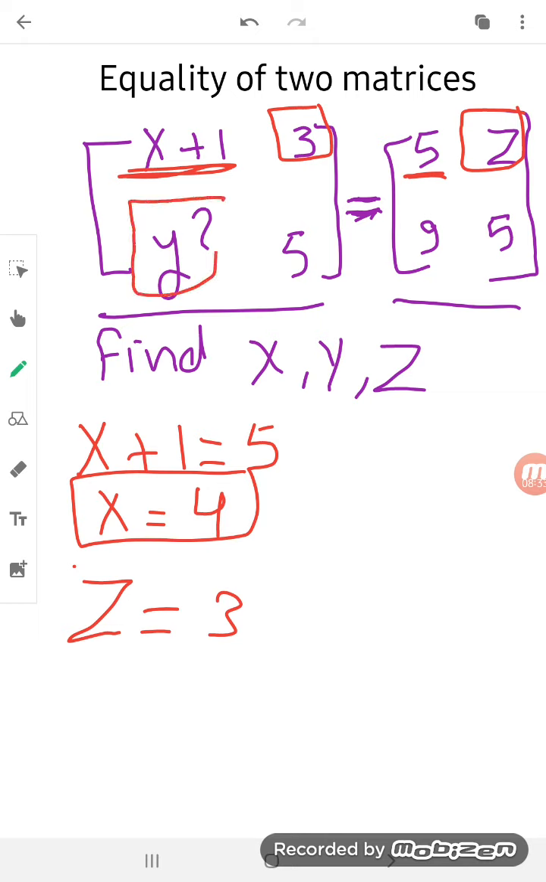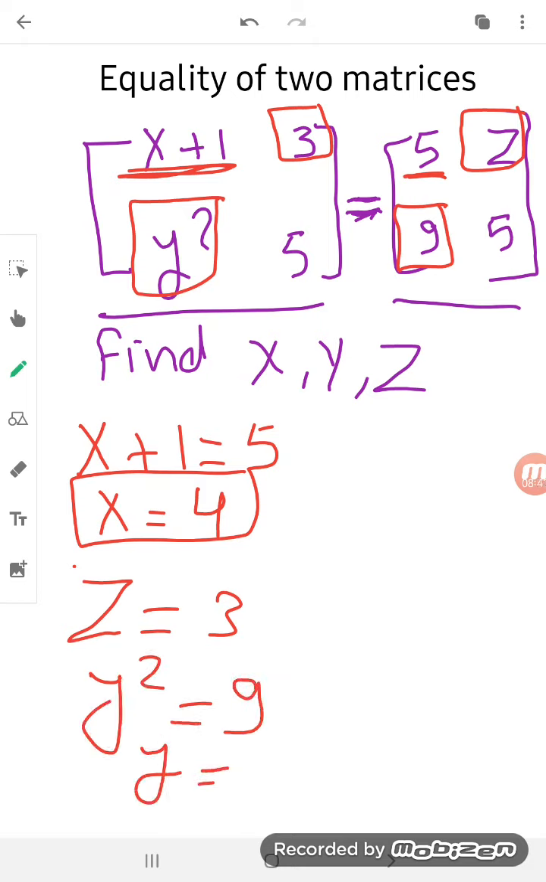This element corresponds to this element. So y power 2 equals 9. So y equals what? Very good, plus or minus 3, because we take the square root, so we must put positive or negative. The square root of 9 is 3.